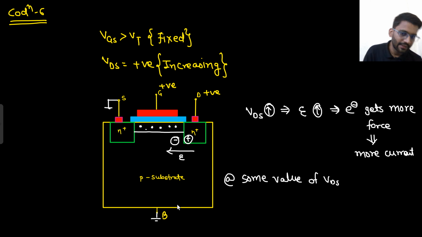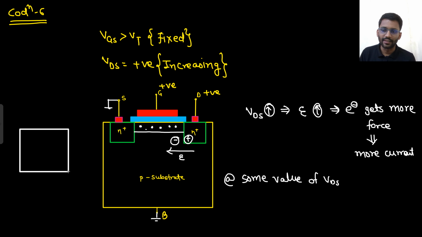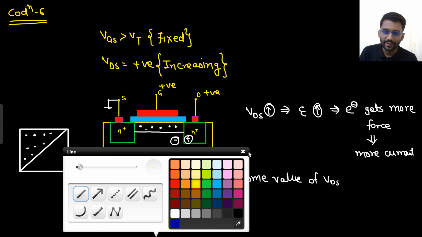What happens? At some value of VDS, let's draw the channel. The channel is getting depleted of charge carriers, although the electric field is strong. This is N channel, no? Yeah. Although the electric field is strong here. Okay, I don't need to make the plus minus ions. If I am increasing VDS, what is happening? The channel is getting depleted of charge carriers.